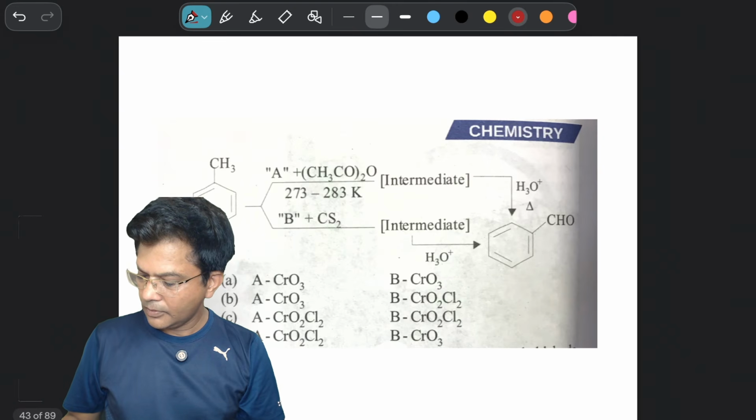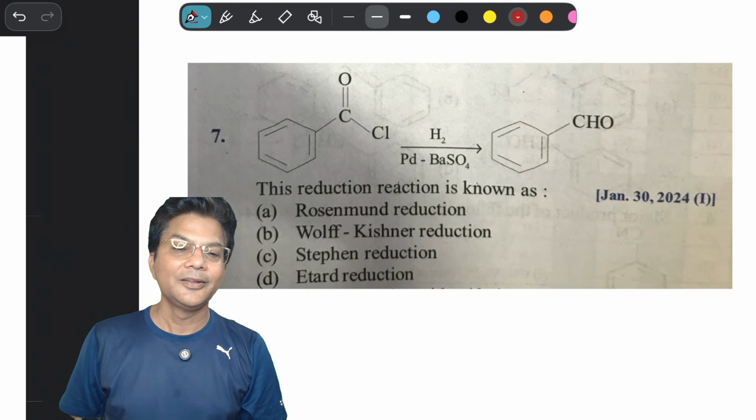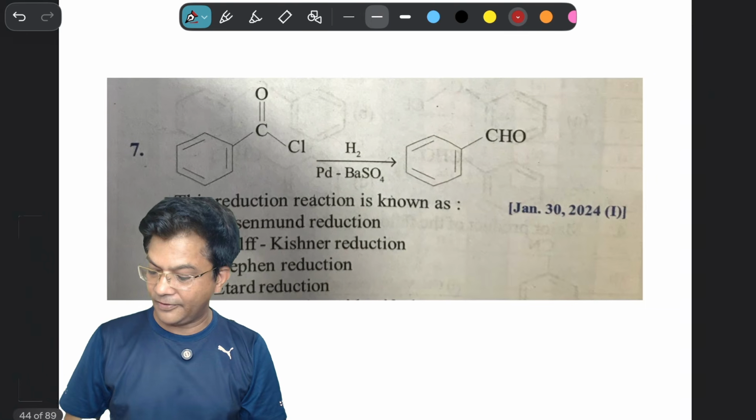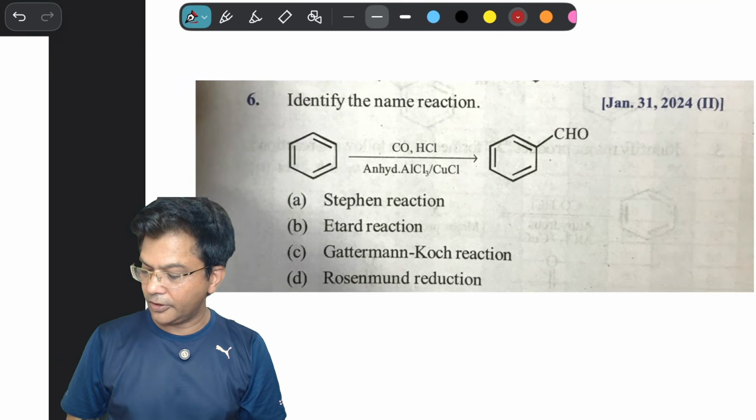Now, next question on your screen. This is the simplest, most basic Rosenmund reaction, so everyone can answer it. A is the correct answer. Next question on your screen.